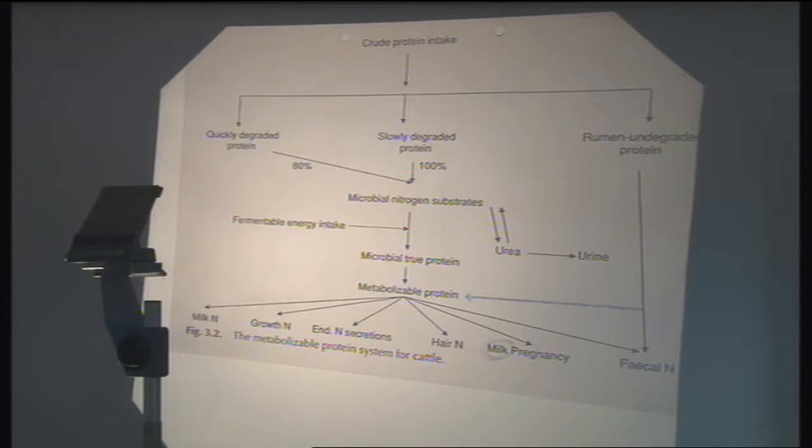There are a lot of cells in the urine and in the feces, sloughed off from the gastrointestinal tract. There's some in the milk as well, coming from the mammary gland. That's the endogenous nitrogenous secretions. And then in the hair, and for milk and for pregnancy. So that again is the MP system.